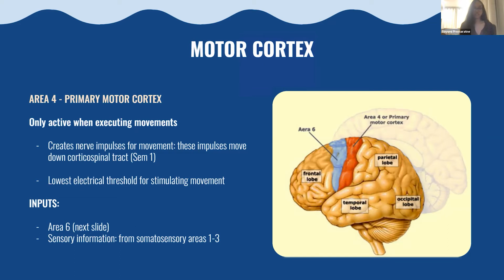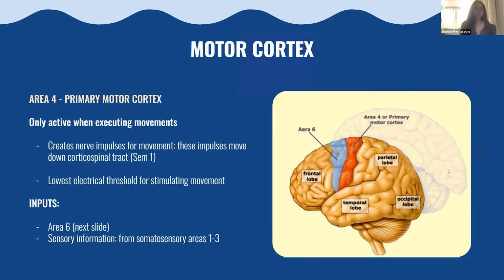So this area also has the lowest electrical threshold for stimulating movement, which is important so that it can actually create those nerve impulses, but also means that, which we'll talk about later, parts like the basal ganglia are important because they will suppress certain unwanted movements from happening. The key inputs into area 4 are area 6, which we'll talk about on the next slide, and then also sensory information.